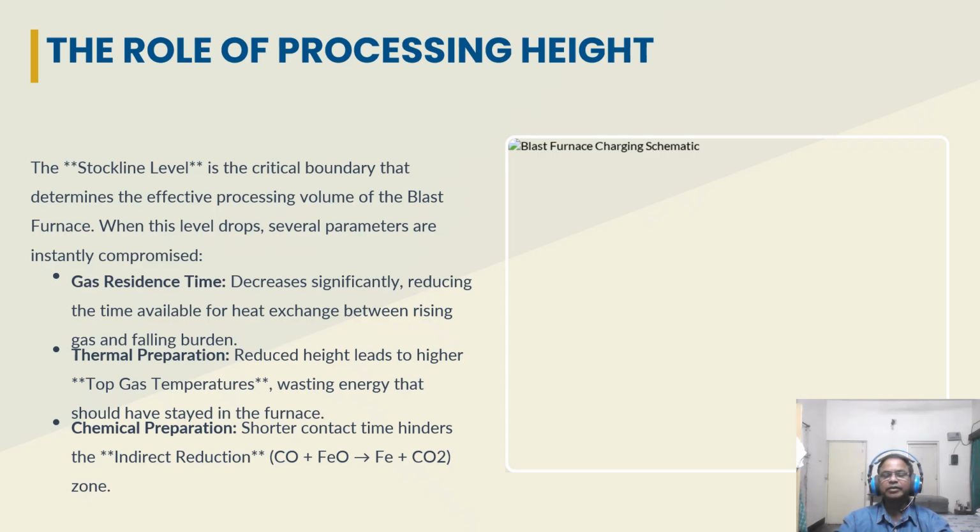And third, chemical preparation. The shorter contact time directly hinders the indirect reduction zone. That's the efficient reaction where carbon monoxide pulls oxygen out of the iron ore. So that happens when we lose that processing height. We create a specific kind of problem called a thermal deficit.